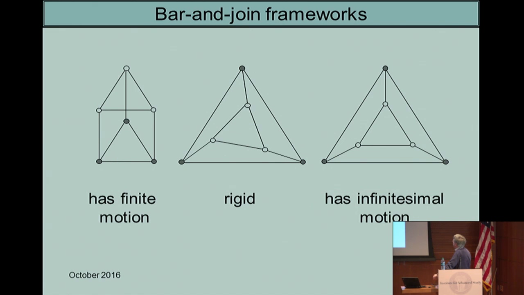And in the third situation, which is the symmetric way of drawing it, it has an infinitesimal motion, because if you rotate this triangle by epsilon, then these three edges are only stretched by order epsilon squared. So it has an infinitesimal motion.